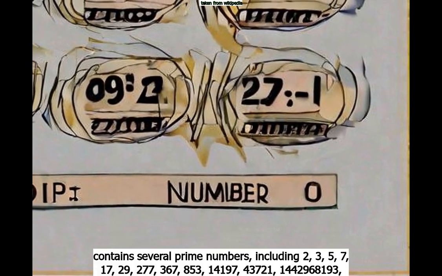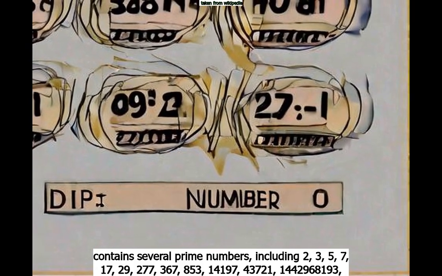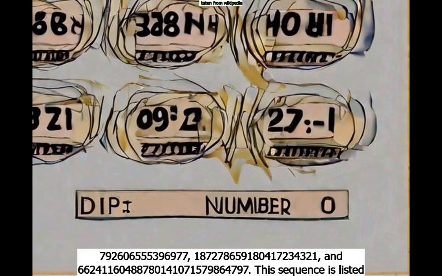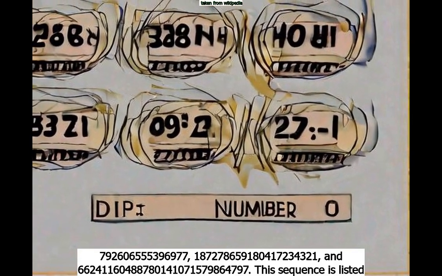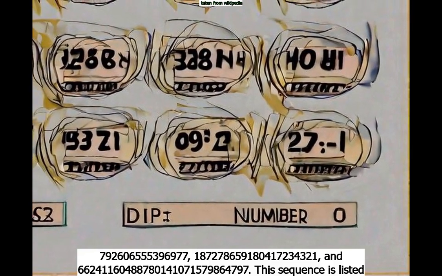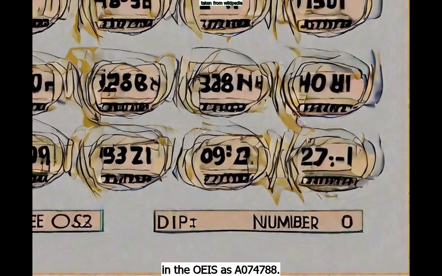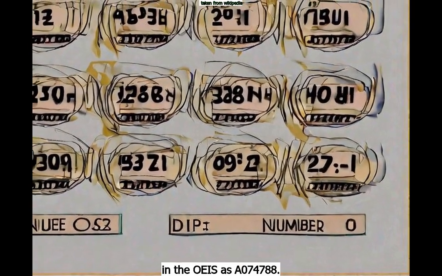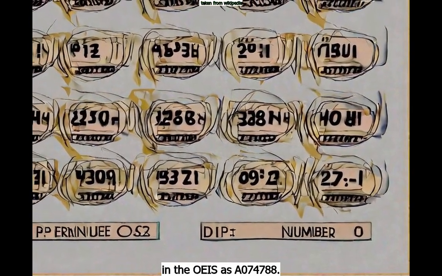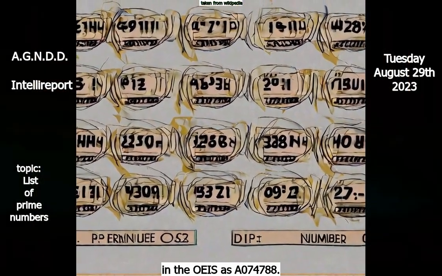43,721, 1,442,968,193, 792,606,555,396,977, 187,278,659,184, 172,324,321, and 662,411,604,328,810,715,798,647. This sequence is listed in the OEIS as A074788.